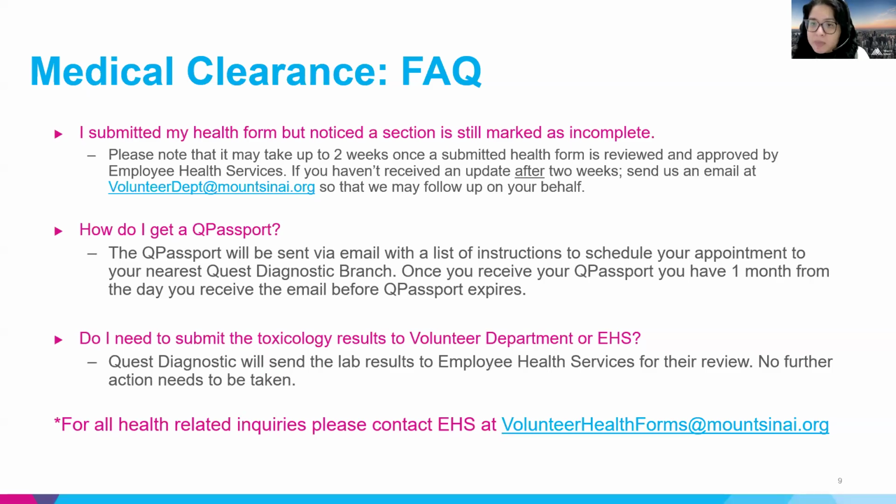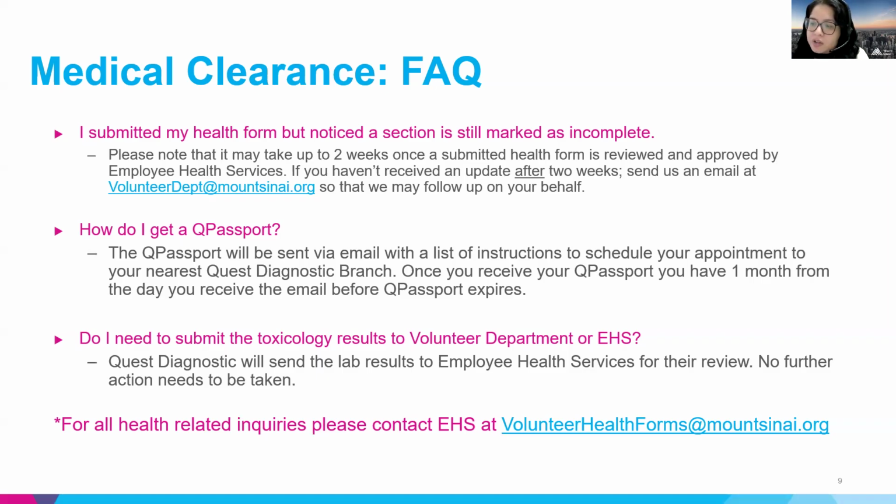If anything is missing within your health form, Employee Health Services will reach out to you by email, and it's your responsibility to provide the missing information by uploading those documents to your Visa Support account so that it could securely be transferred to Employee Health Services for their review. How do I get a Q passport? The passport is sent to you by email from our office. It does expire, so make sure again to review that email and your Q passport.